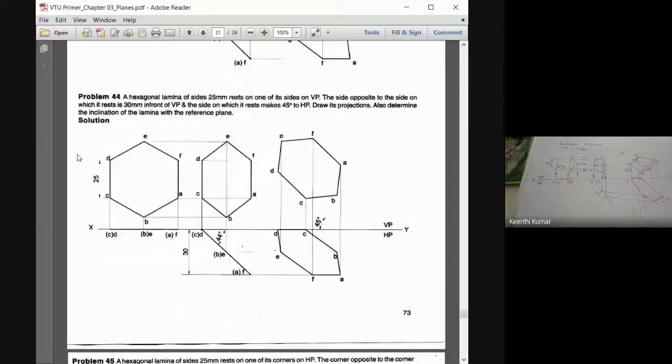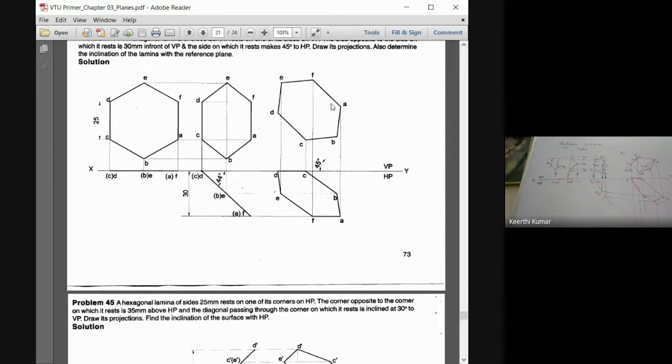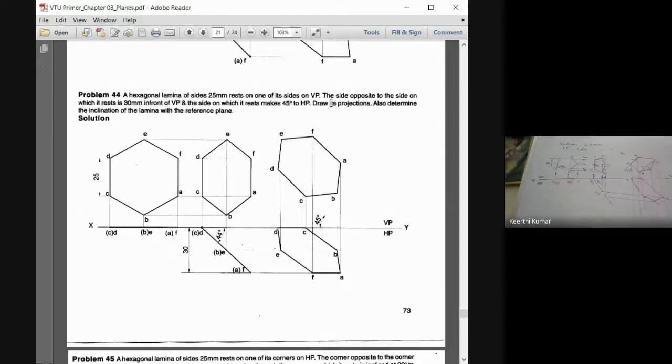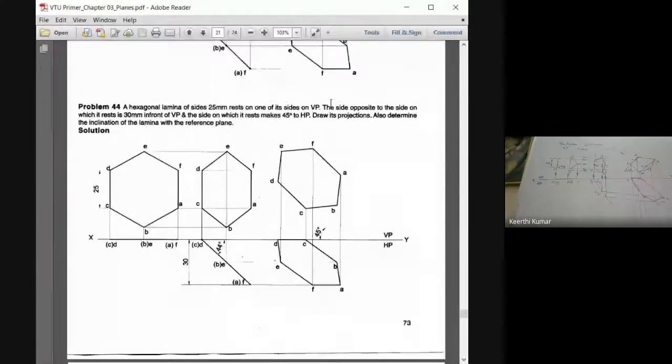44th. A hexagonal lamina. Copy, make a note of this. Write the question. A hexagonal lamina of sides 25 mm rests on one of its sides on VP. Full stop. The side opposite to the side on which it rests is 30 mm in front of VP. You please copy that question.